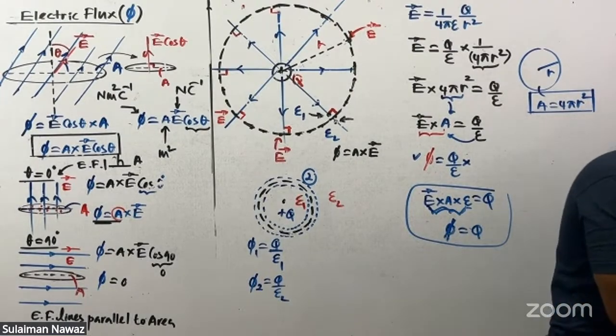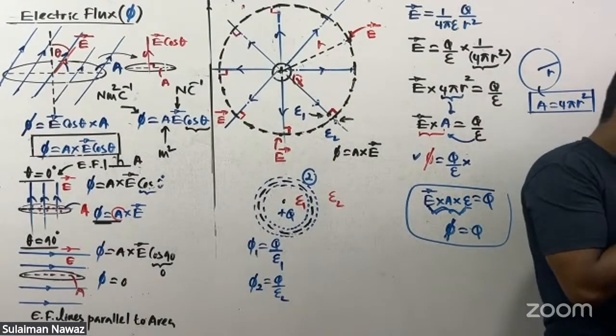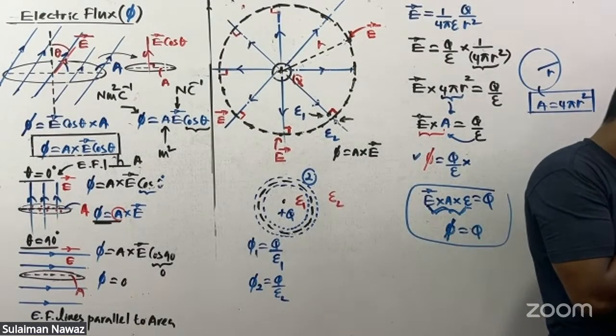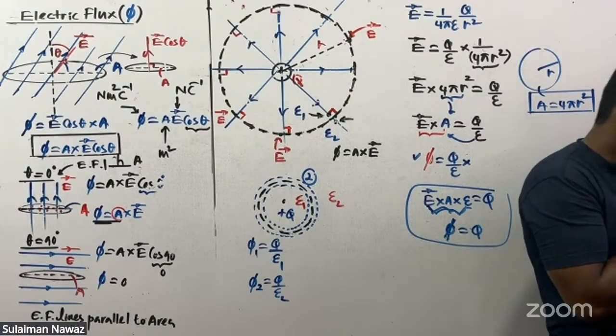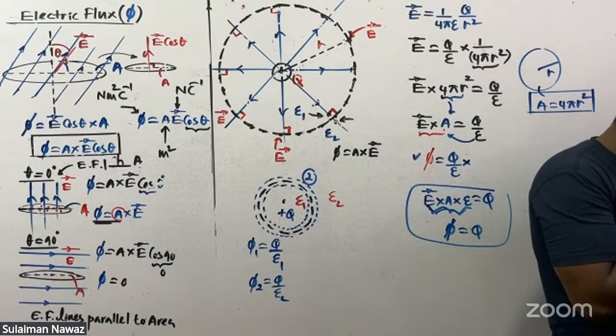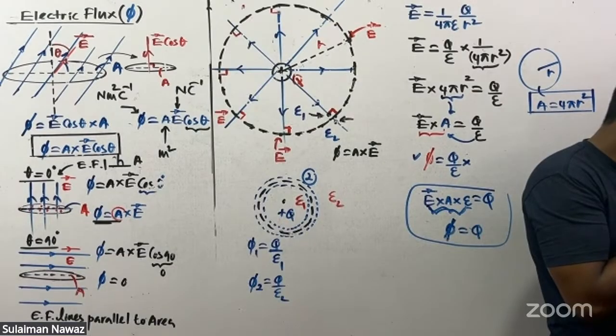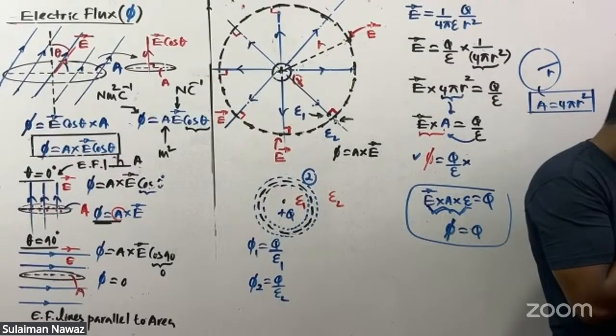The product of considered area, comma, field intensity component perpendicular to that area, and the permittivity of the medium is defined as standard electric flux.